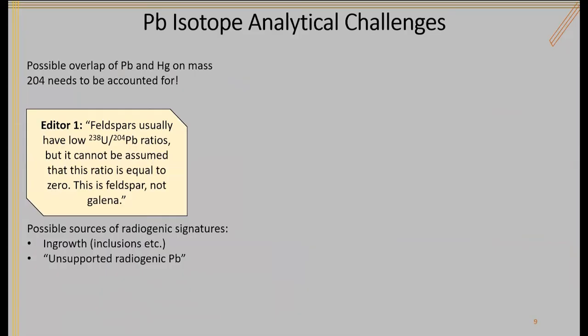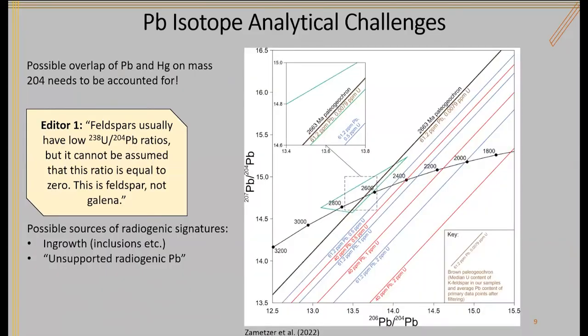And in response to this comment, I tried to model the effect that different uranium and lead contents would have on lead isotopic signatures. This is a typical plot of 7/4 versus 6/4 lead with the lead evolution curve, the black curve, and so-called paleogeochrons. Now, paleogeochrons make a prediction about different lead isotopic compositions that we can expect for a specific age according to the model. And I tried to model the different effects that uranium ingrowth would have in combination with different lead contents. Like in this case, I modeled it for 40 ppm lead, which is a typical concentration in K-feldspar.